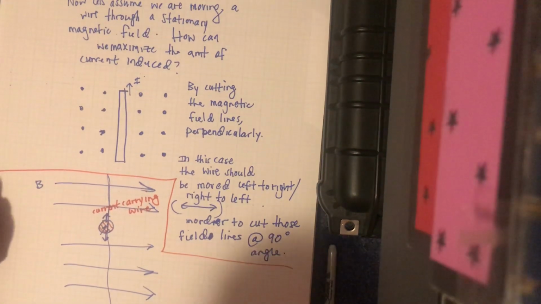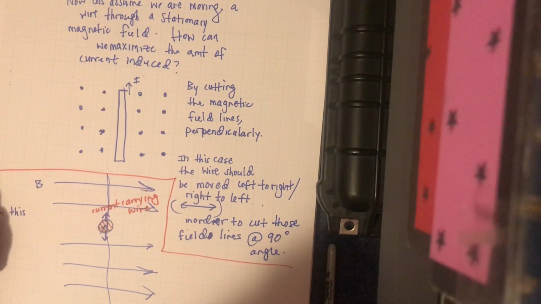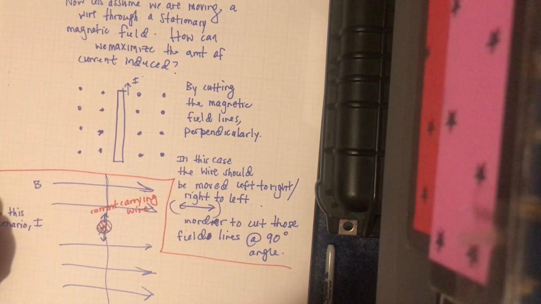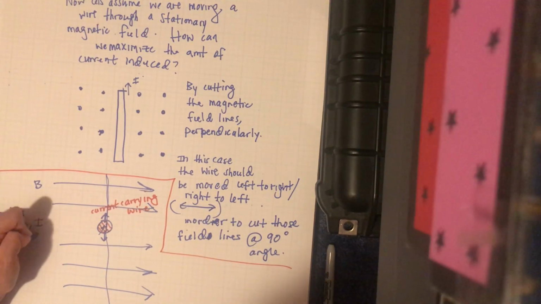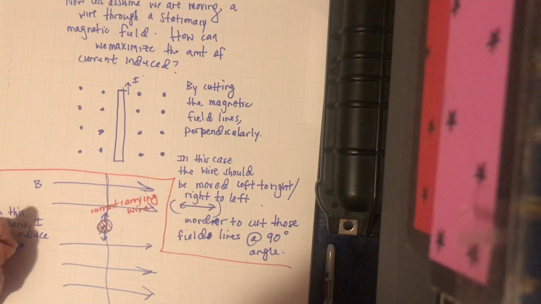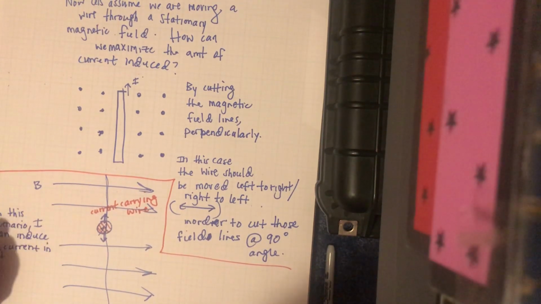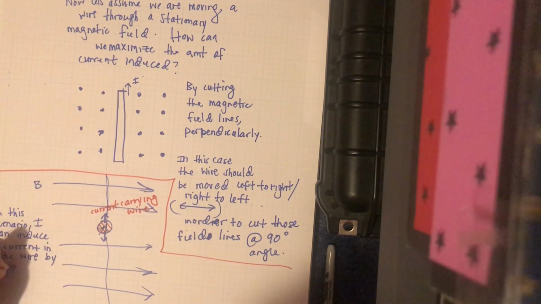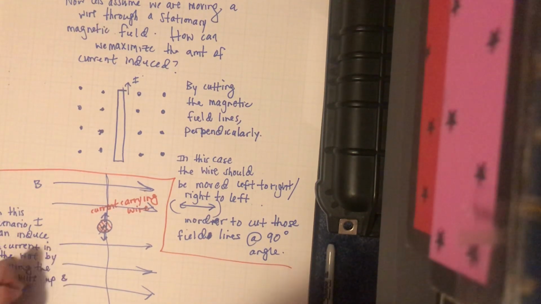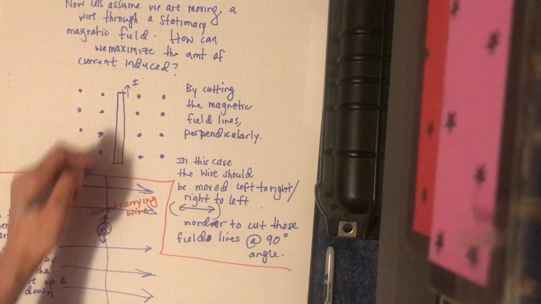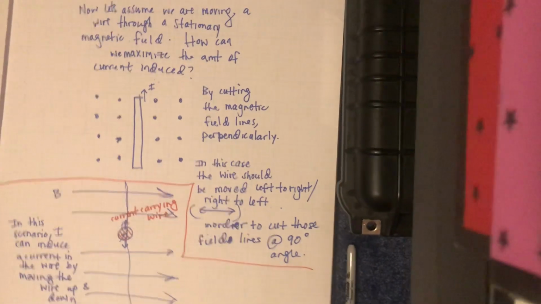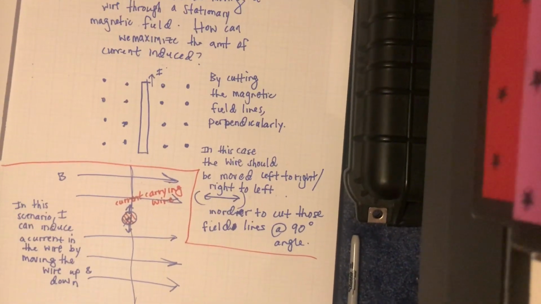So in this scenario, I can induce a current in the wire by moving the wire up and down. That is going to get that perpendicular interaction that's going to maximize the amount of magnetic force that's acting on my wire.